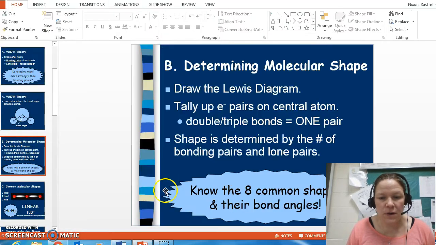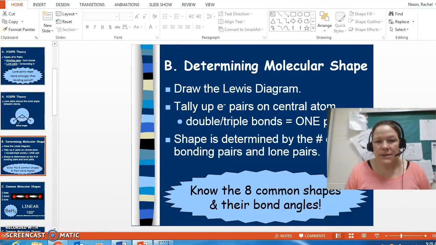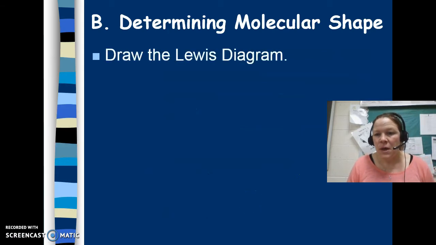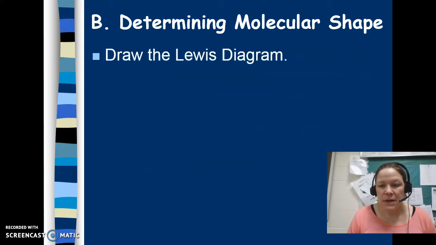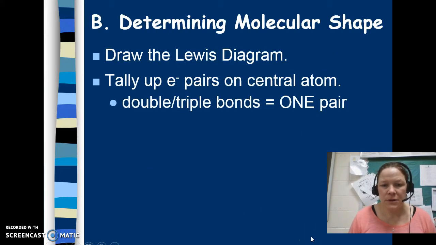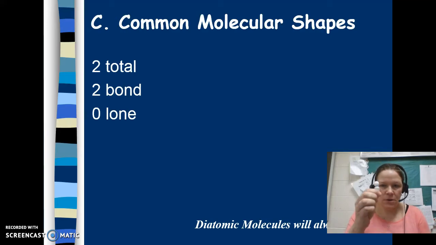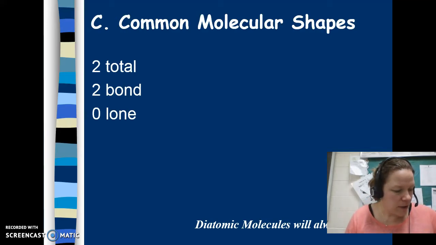So we're just going to run through all of these, and like I said, essentially we need to know these, so it's going to be important. First thing you're going to do is draw the Lewis diagram. Next thing you're going to do, we talked about this, tally those up. And we need to know those 8 common shapes and their bond angles. That's going to be really important to be successful. So grab your little molecules, and we're going to go ahead and get started.